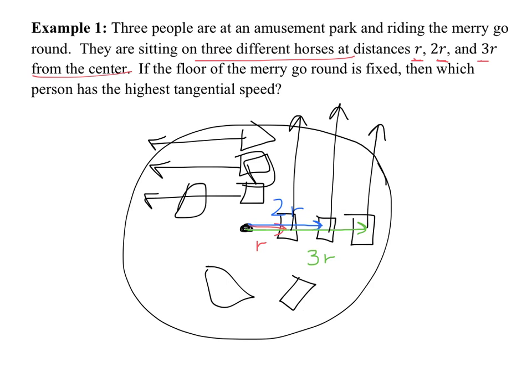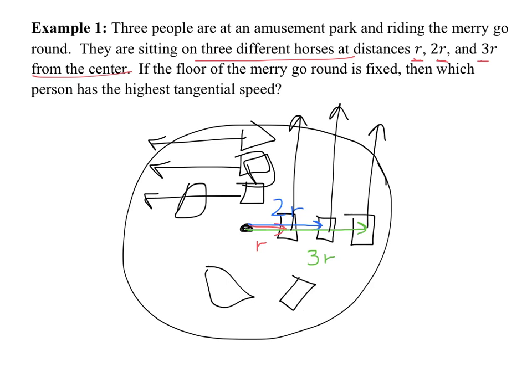Which of those horses travels the longest distance? It's a little obvious. The one that's 3R. Yeah, the one that's furthest away. What's the distance that you travel around a circle called? Circumference. So in reality, we could just think about this, that the one that's furthest away has a larger circumference. By the way, with circular motion, you're going to see a lot of stuff with circumference. So get familiar with the formula.